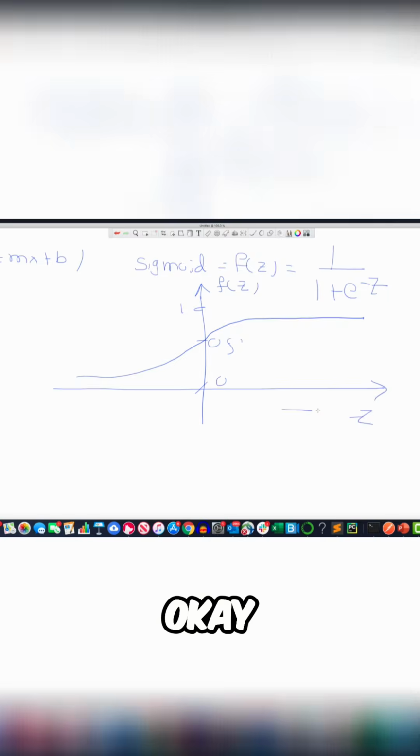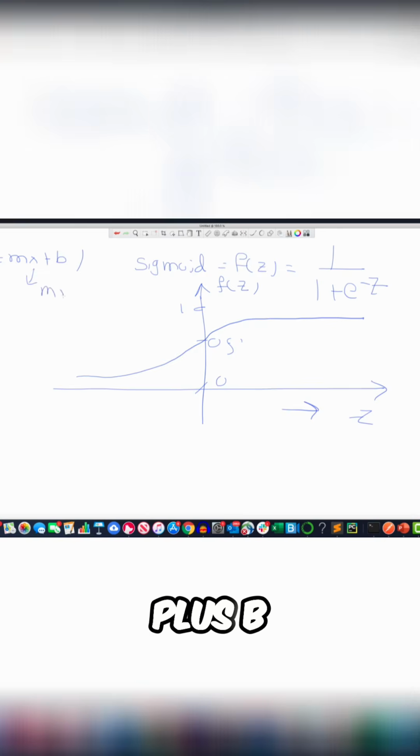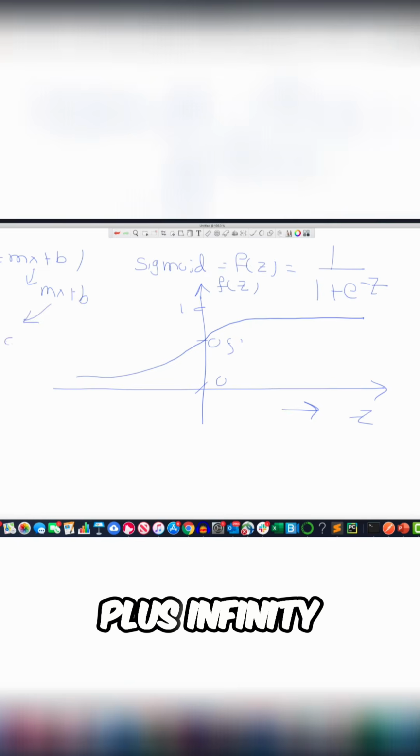It is represented as 1 over 1 plus e raised to minus z, and it looks something like this. So this is f of z, 0.5, 0, and this is z. Basically the sigmoid function is used to squish the output of a normal equation, which is mx plus b, because this output can go in any range, let's say between minus infinity to plus infinity, right?